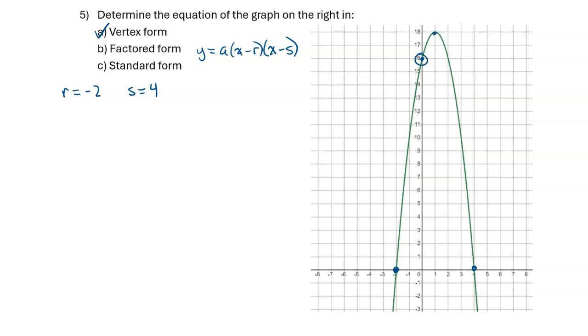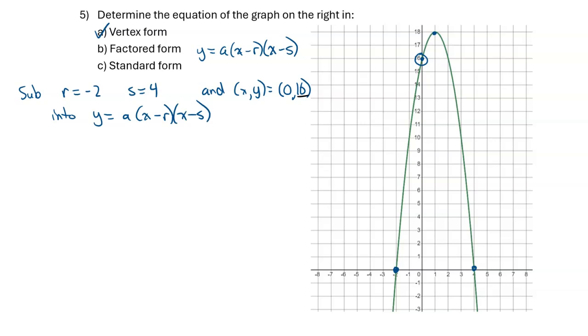Now we also need another point. I could use the vertex. I could use any other point where it's clearly going through. I think the easiest one to use is 0, 16, the y-intercept, and so I'm going to use that here as well. So I'm going to substitute these r, s, and x, y values into the equation. Again, I need to try to solve for a.